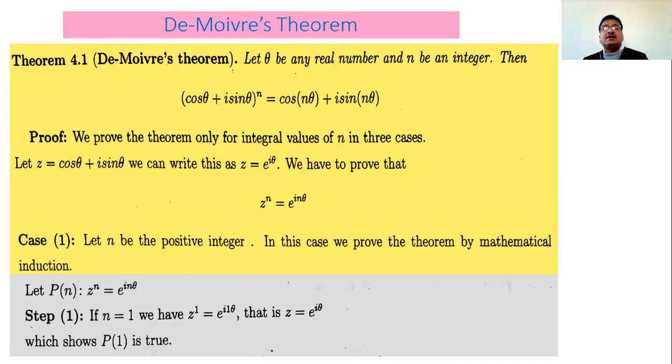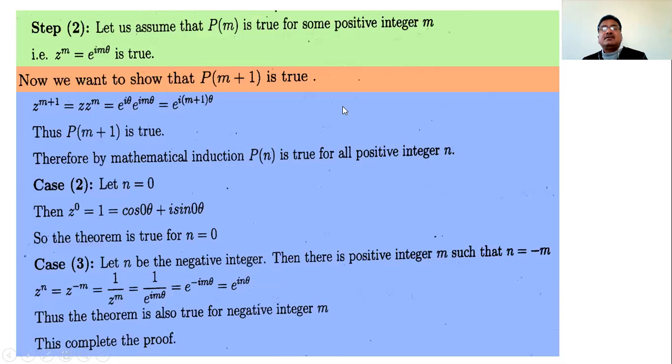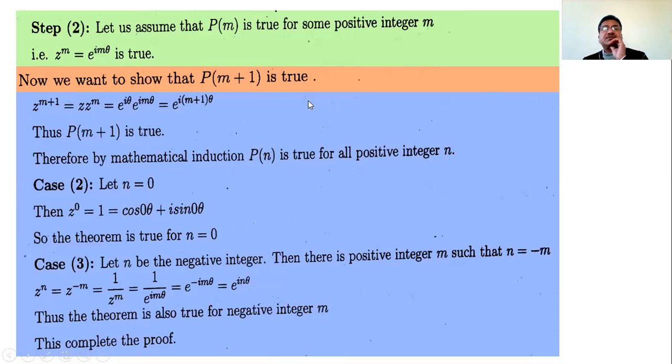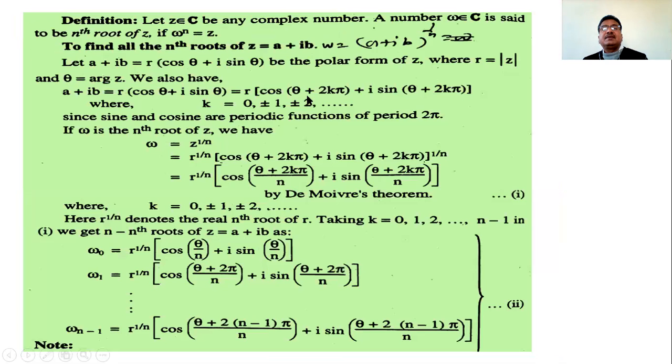And if your exam is objective type, MCQ type, then the statement is useful for objective. That is, the LHS is given, and what is the RHS? Its value is cos n theta plus i sin n theta. So the statement is also important for MCQ questions, and the proof is important as far as the exam is concerned.